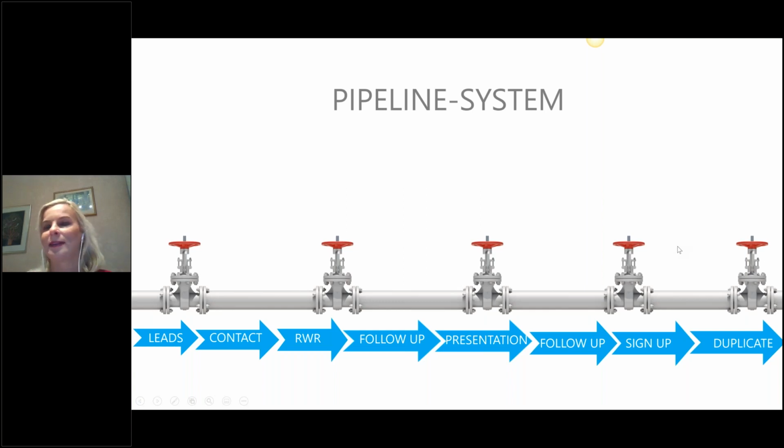That could be done in the same half hour. That doesn't need to drag on necessarily for days. It can drag on for weeks, but it doesn't have to. Okay, but this is the system, the pipeline system.